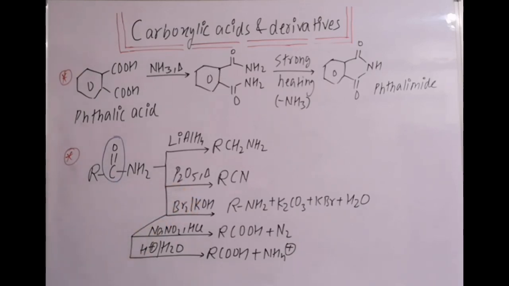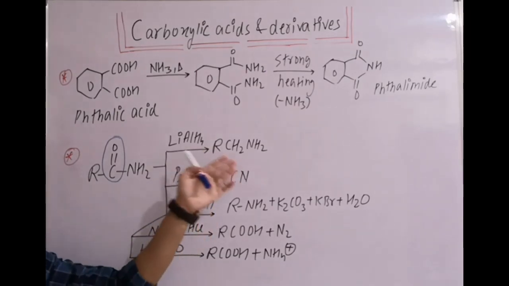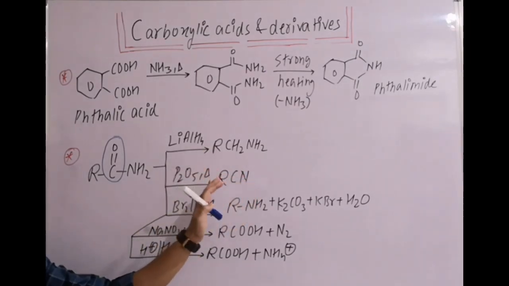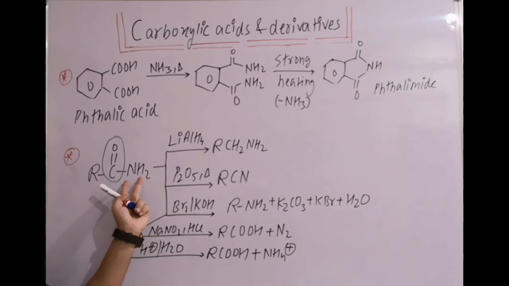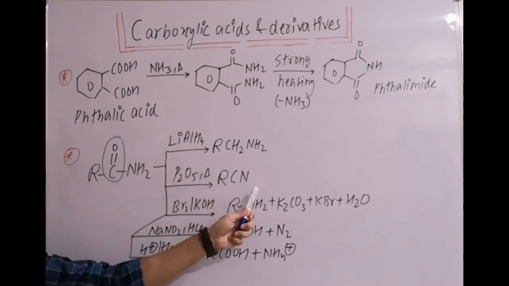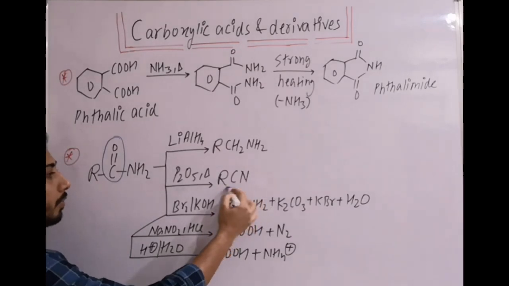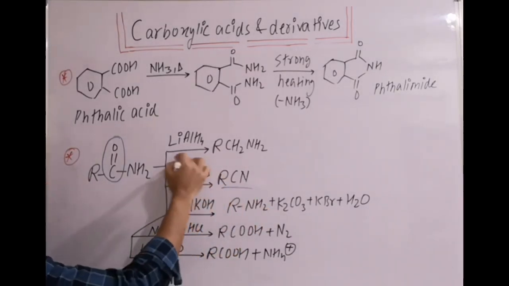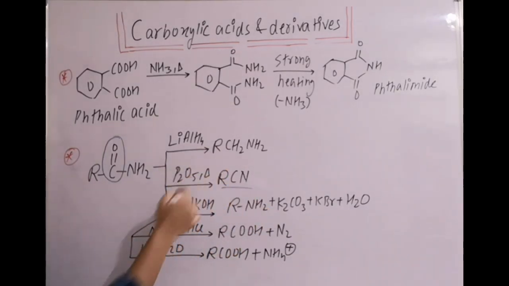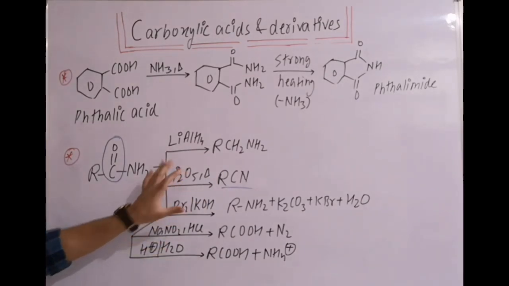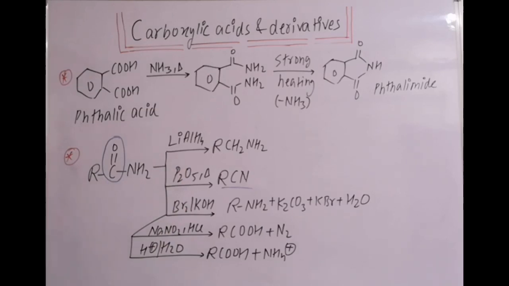Second reaction is if you remember P2O5 or POCl3 or SOCl2, they all are dehydrating agents. H2O evolve and we get nitrile as the product. That is RCN formed. Why? This is dehydrating agent. We can use POCl3 heat or SOCl2 heat, or other reagents are possible, but most common reagents I am telling you.